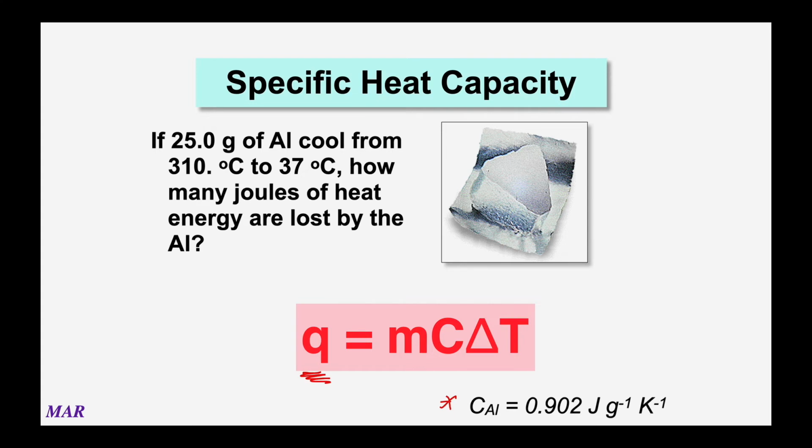Remember, this little part right here means per. So it's like joules on the top, and in the bottom you would have grams and Kelvin. That's what that means. Don't be intimidated by it. It's going to pop up. So it would take 0.902 joules to raise 1 gram of aluminum by 1 Kelvin.